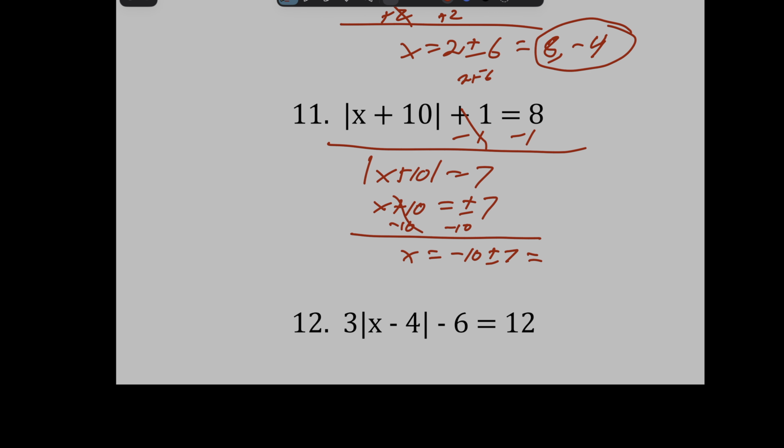What is negative 10 plus 7? Signs are different. Subtract, keep the sign of the bigger number. How about negative 10 minus 7? Let me just write it off on the side.